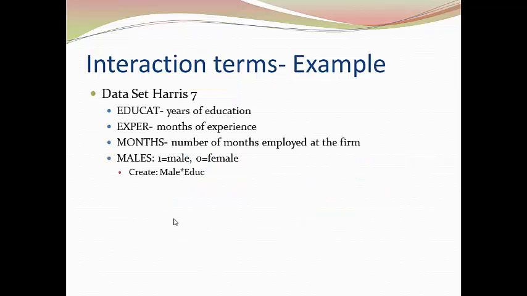So in our example here, what we're going to do is look at the data set Harris 7. It gives us information on education, experience in months, the number of months the employee has been with the firm, and a dummy variable, males, which is 1 for male and 0 for female. So again, this is what we've looked at before, and our dependent variable is salary, which is monthly salary, and we want to create an interaction term, education times male.